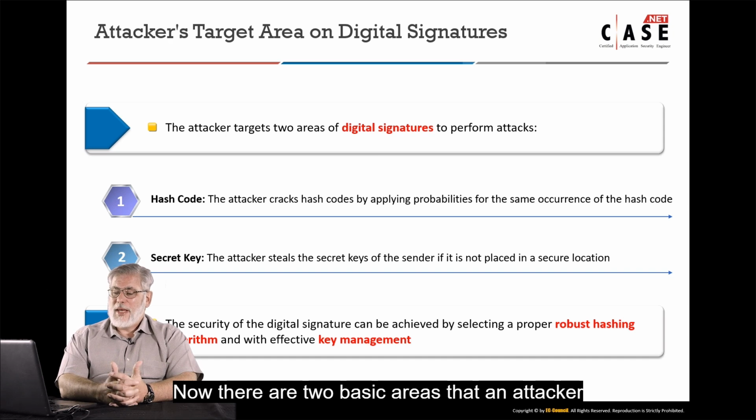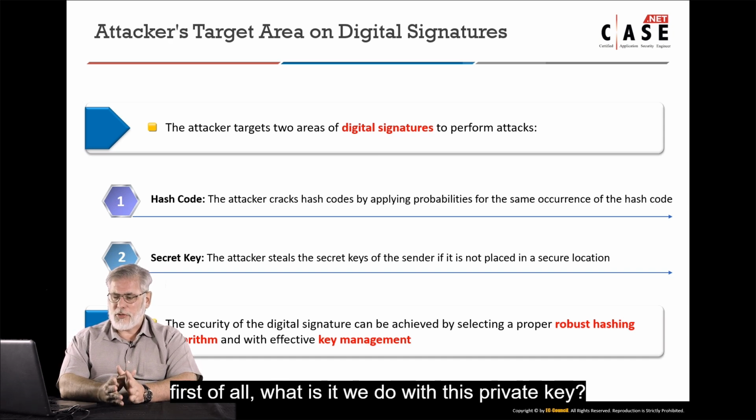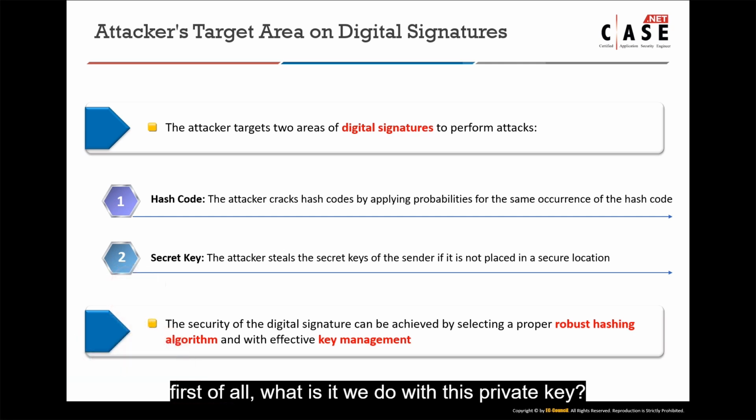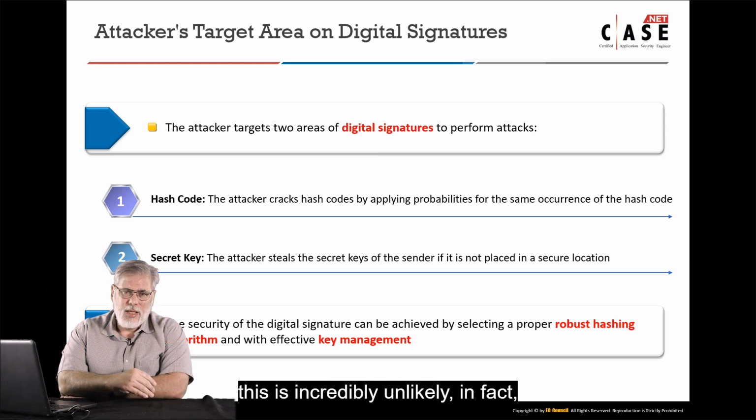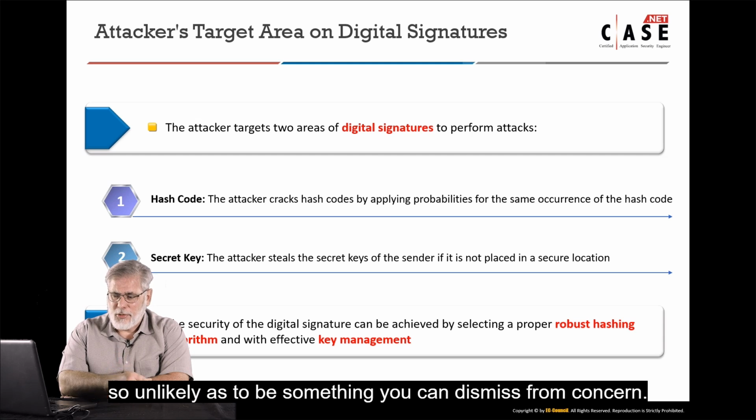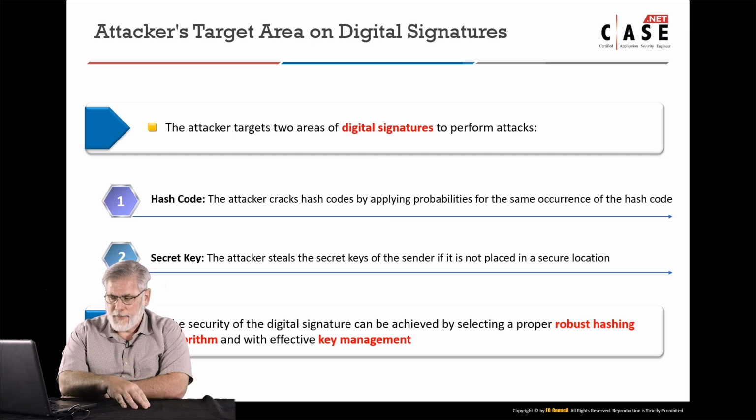Now, there are two basic areas where an attacker can try to attack a digital signature. First of all, what is it we do with this private key? Normally, we hash the message and we encrypt that hash with our private key, and that is the digital signature. So the attacker may try to attack the underlying hash.